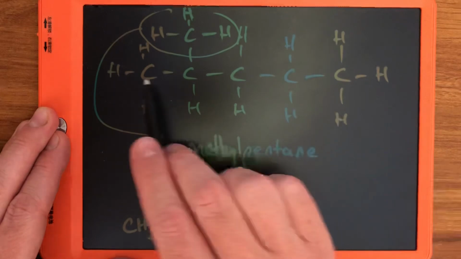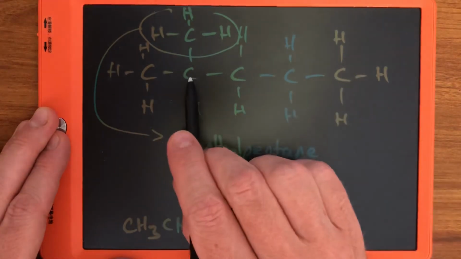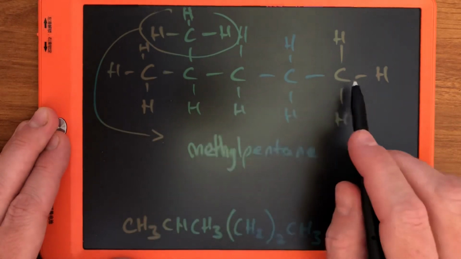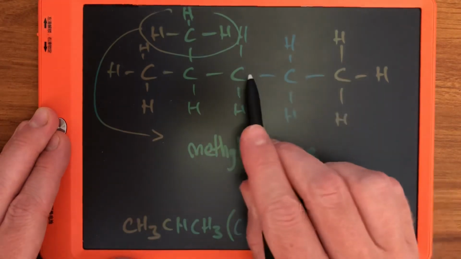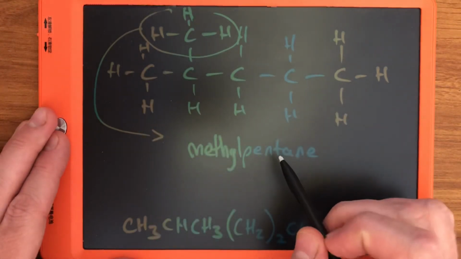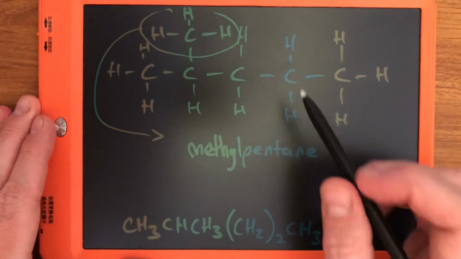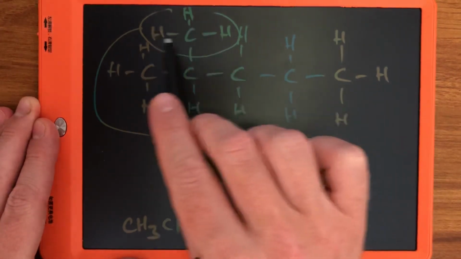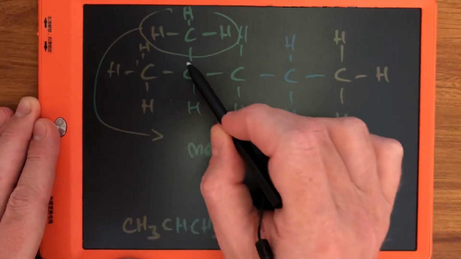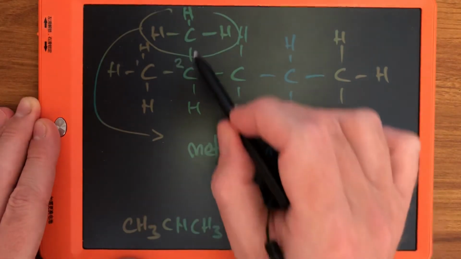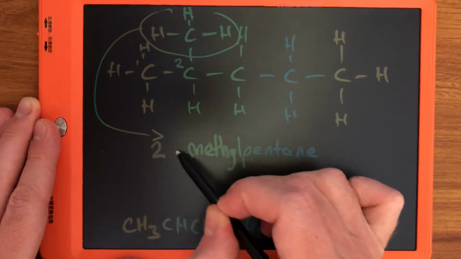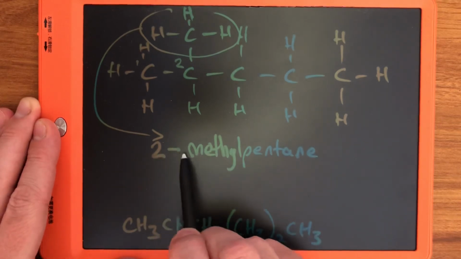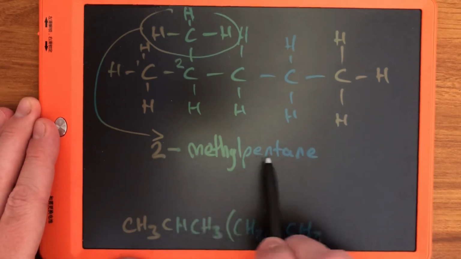So we have to number these carbons. Now, is this carbon 2, because this is 1, 2, 3, 4, 5? Or is it carbon 4, because we could start with this one, 1, 2, 3, 4, 5? Well, the answer in this case is that you pick the number that would be lowest. So because this group here is closest to this end, we would call that carbon 1, that's carbon 2. So the methyl group's on carbon 2, so we'd say 2-methylpentane. You always separate a number from a word with a dash. So that would be 2-methylpentane.